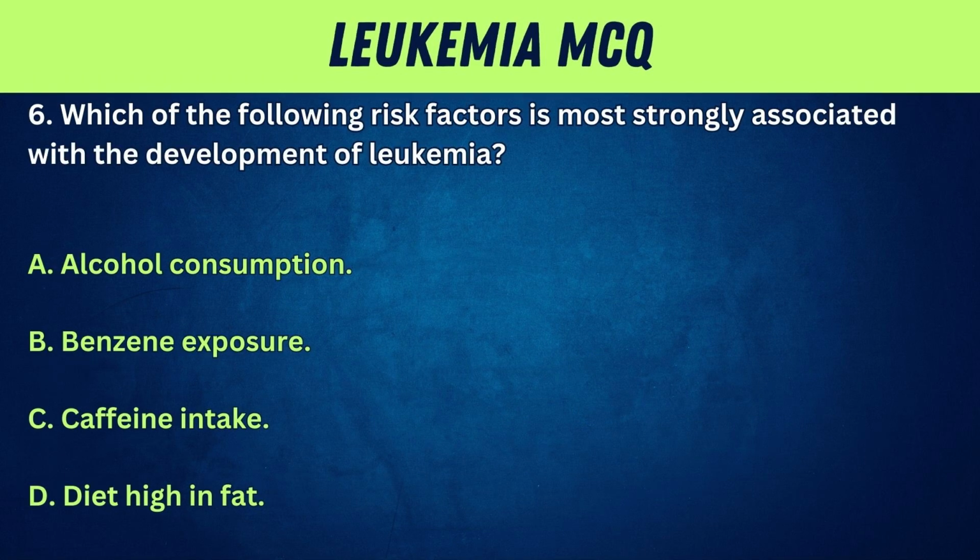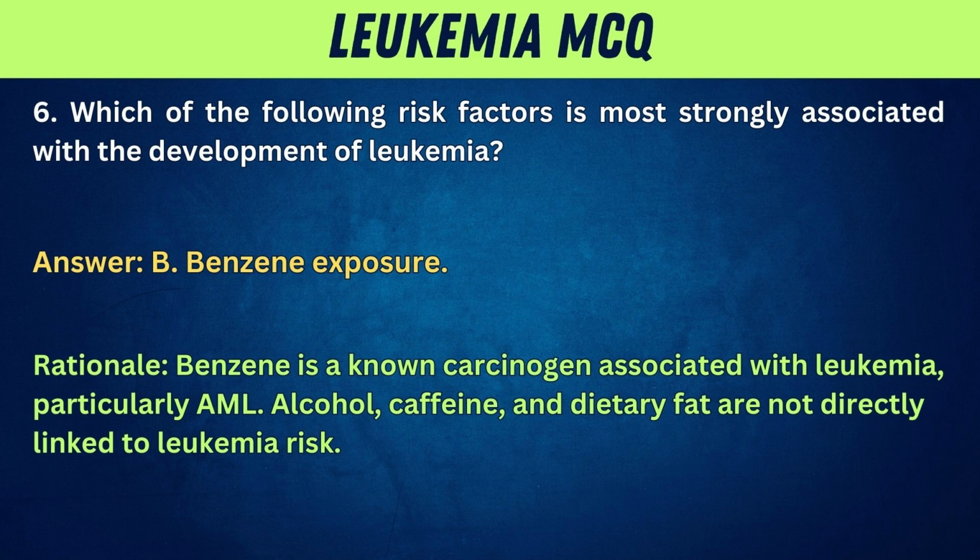6. Which of the following risk factors is most strongly associated with the development of leukemia? A. Alcohol consumption. B. Benzene exposure. C. Caffeine intake. D. Diet high in fat. Answer: B. Benzene exposure. Rationale: Benzene is a known carcinogen associated with leukemia, particularly AML. Alcohol, caffeine, and dietary fat are not directly linked to leukemia risk.